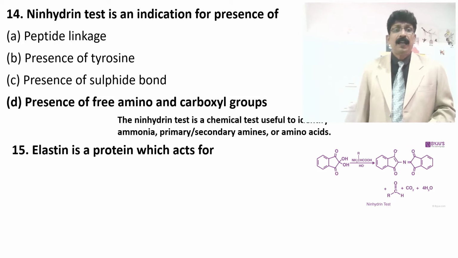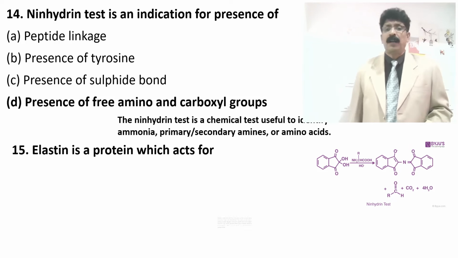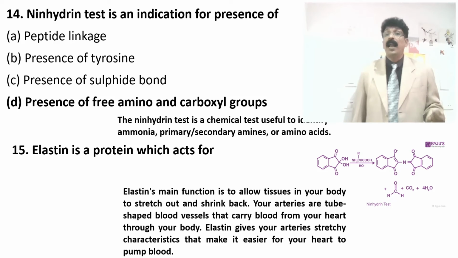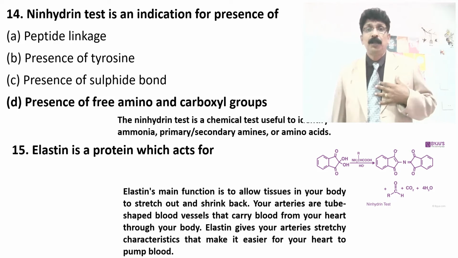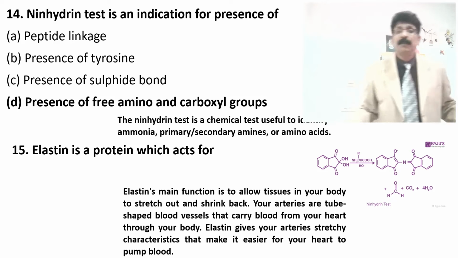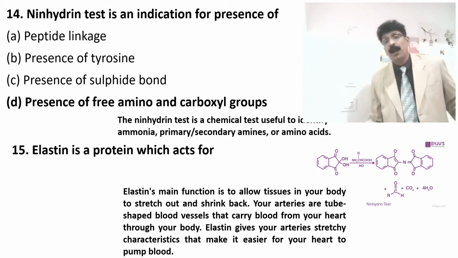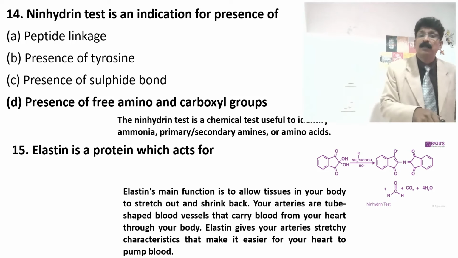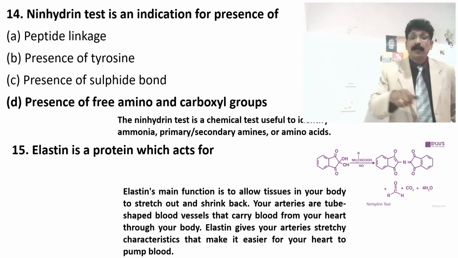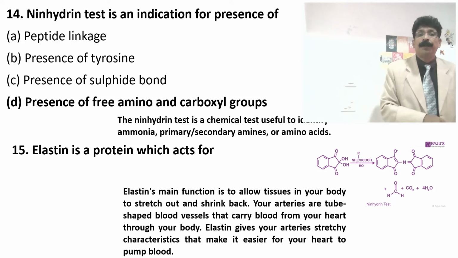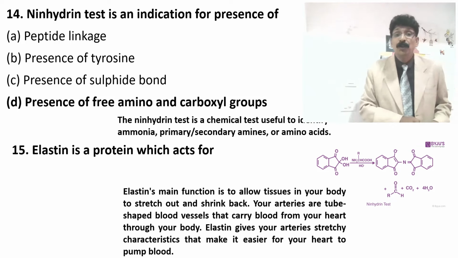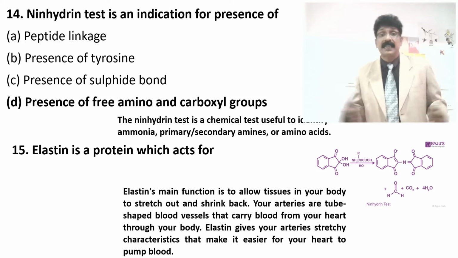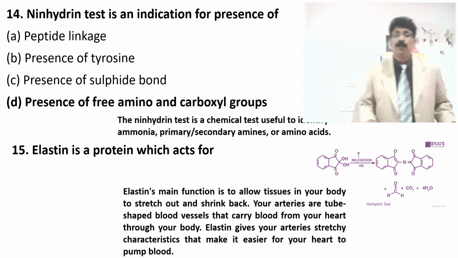Elastin is a protein that acts for... What is elastin? Its main function is to allow tissues in our body to stretch out or shrink back, in the skin and your arteries, the tube-shaped blood vessels that carry blood from the heart through your body. And elastin gives your arteries stretchability, or stretchy character, and makes it easier for your heart to pump blood.